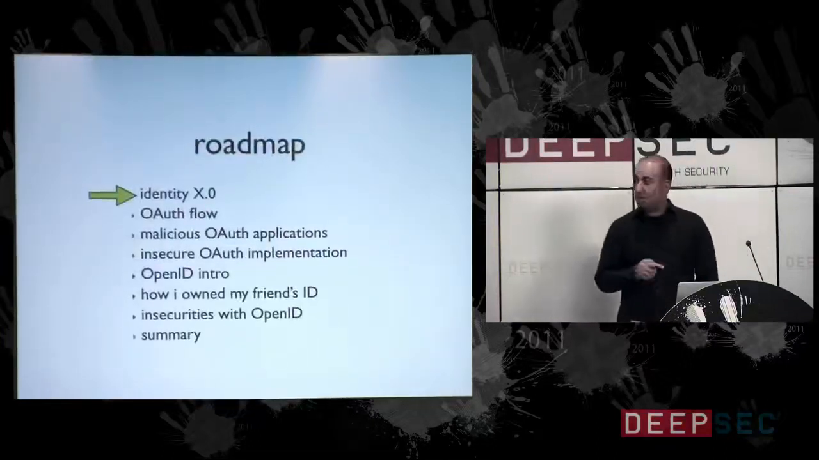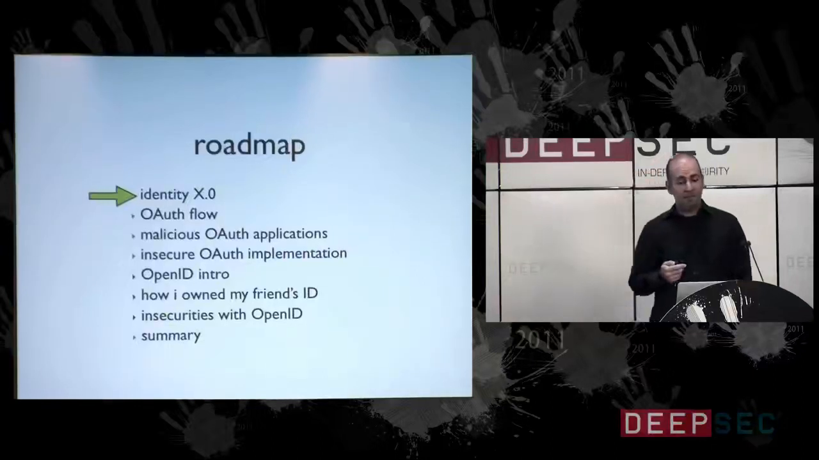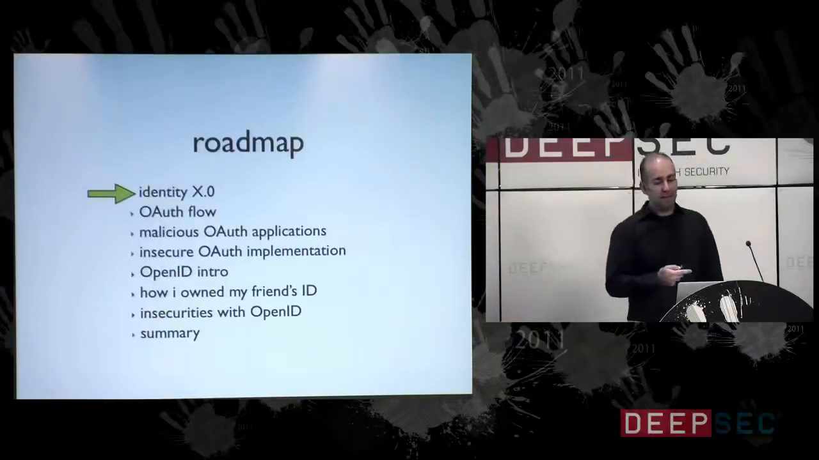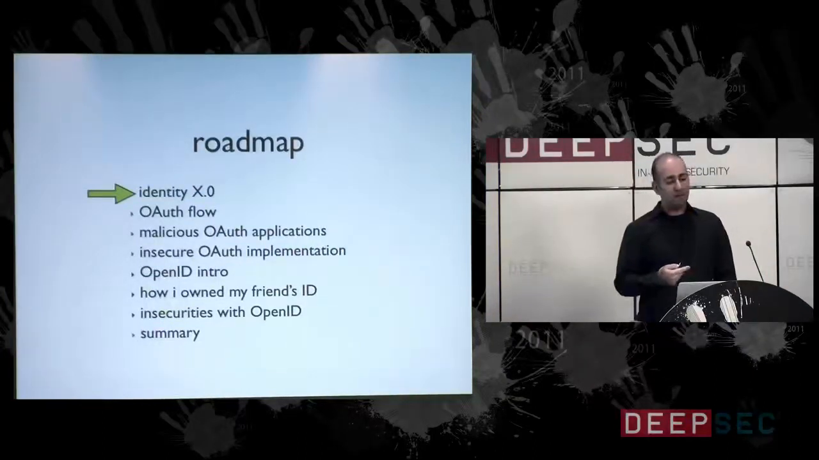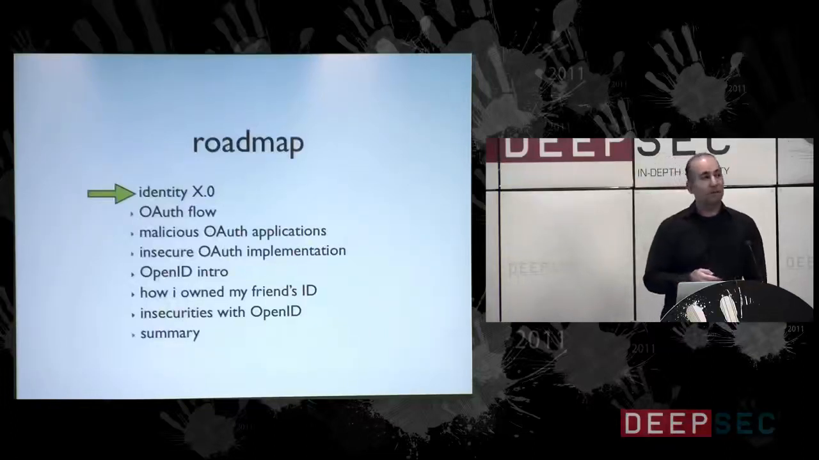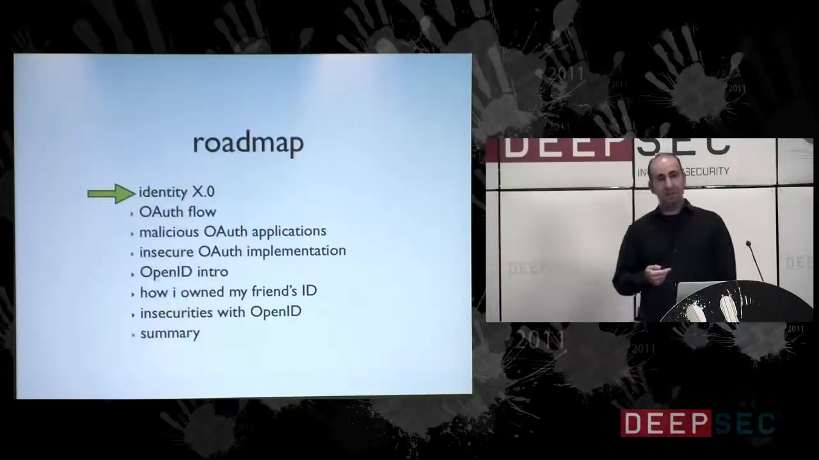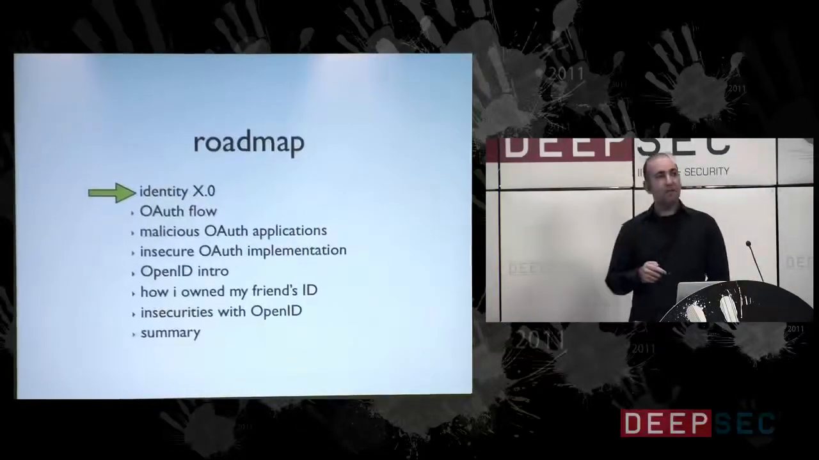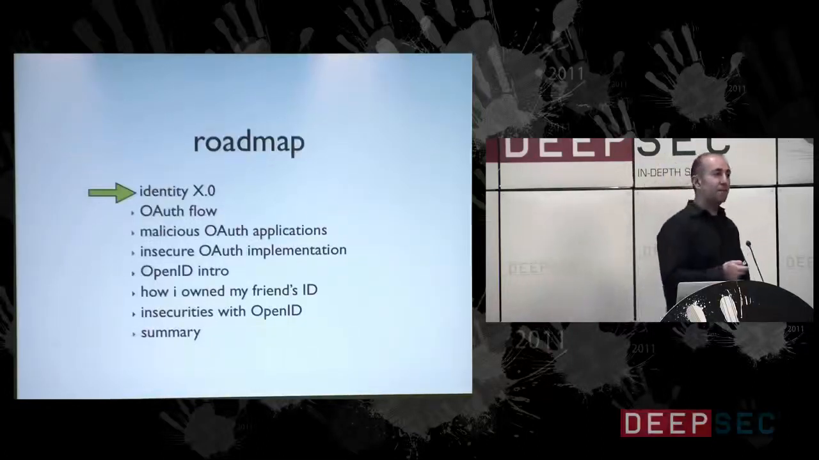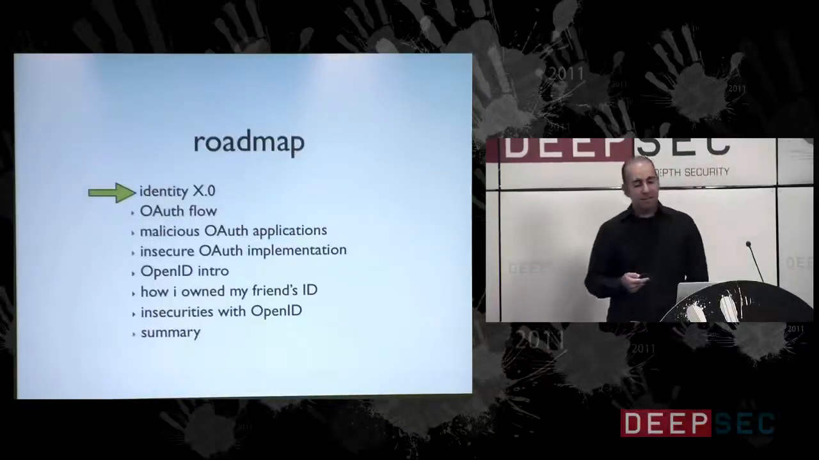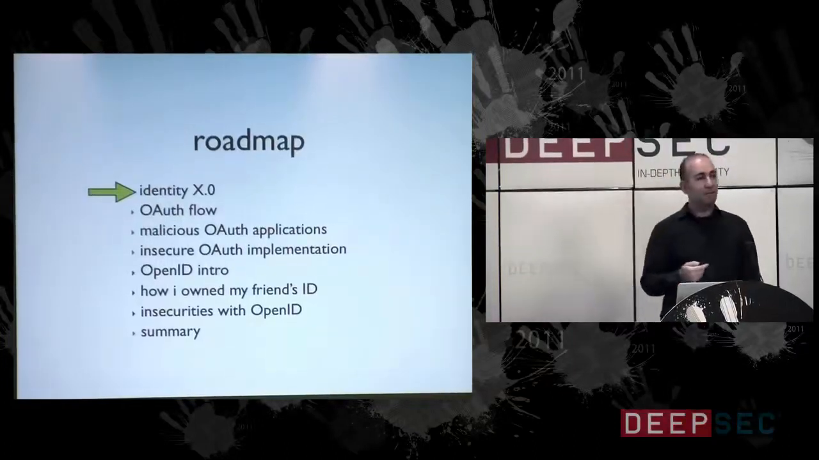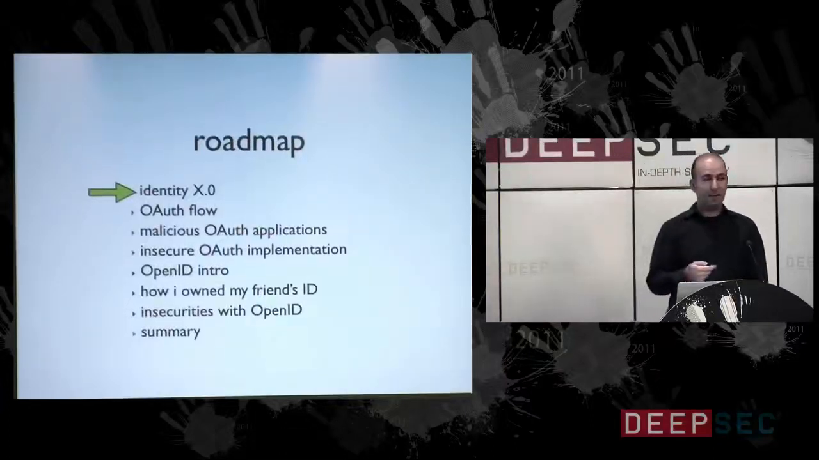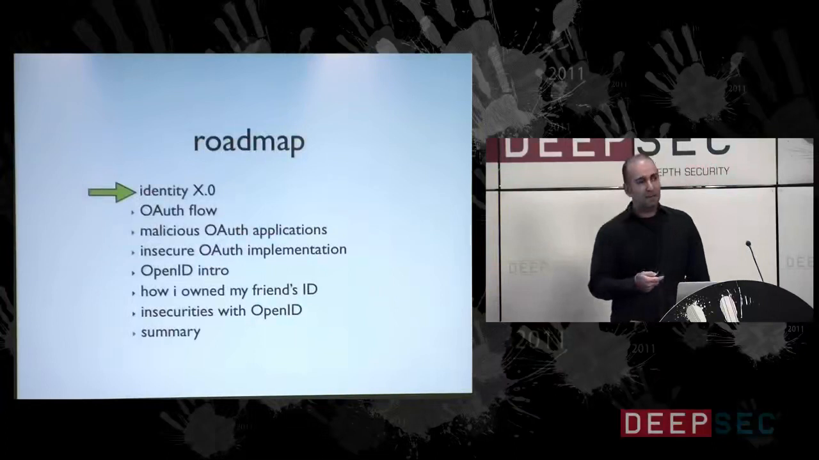So first, we're going to start by talking about Identity X.0. Give you a quick overview of what this Identity X.0 is that people talk about, and give you a quick overview of OAuth as a protocol, then talk about some third-party OAuth client applications that we've built and show you how easily you can do some malicious things with them, and shift gears a little bit to talk about some security and design flaws in some of today's OAuth implementations. Then jump into OpenID and do the same thing. Quick overview, show you a case study of an OpenID compromise, and talk about some design or architectural issues, then wrap it up with a quick summary.